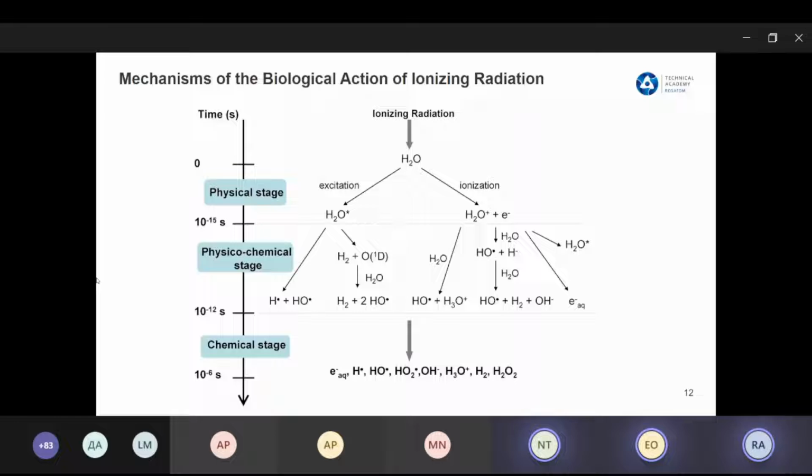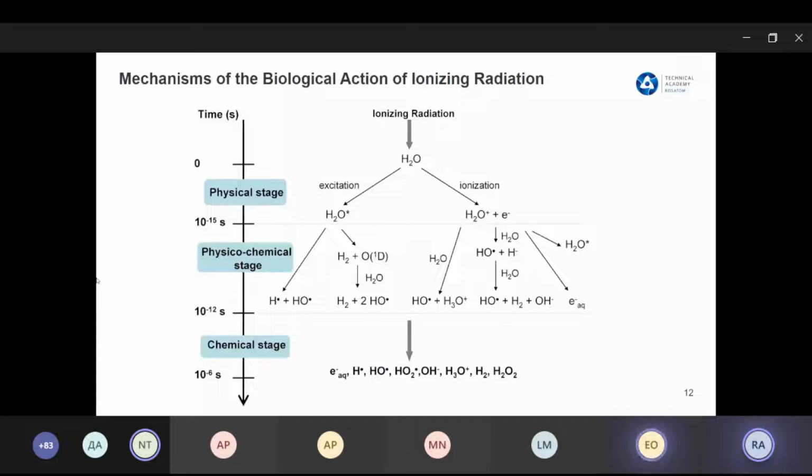The third, chemical stage. Ions and reactive radicals at the place of their formation and at some distance from it, 300 or 350 nanometers on average, attack molecules, damaging them. It also happens over a short period of time. As a result, secondary chemically damaged biomolecules appear.